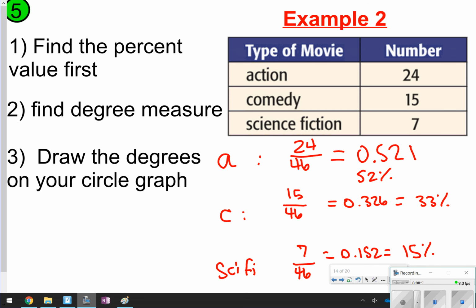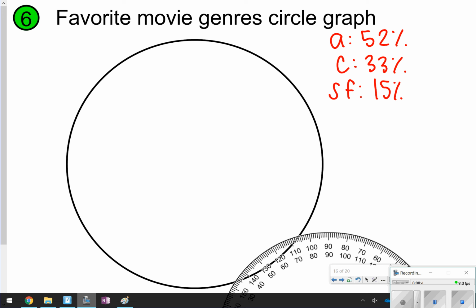So what I've essentially done here is just changed each of my decimals, rounded them to the nearest whole percent. So action is 52%, sci-fi is 15%, and the comedy is 33%. Now that we have our percentages, we just need to find them in degree measurements. So remember, 52% will be 0.52 times 360. And that gives us a little bit more than 180, so this one will be probably beneficial to do at the end. Gives us 188.24 degrees.